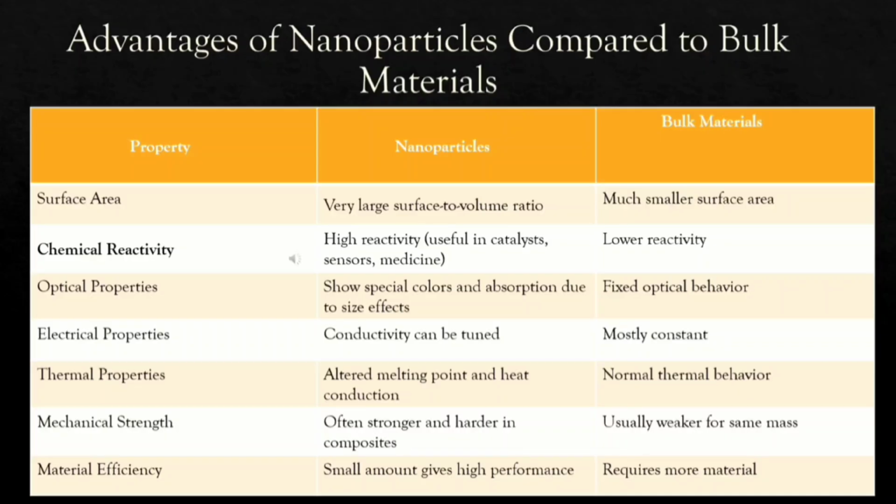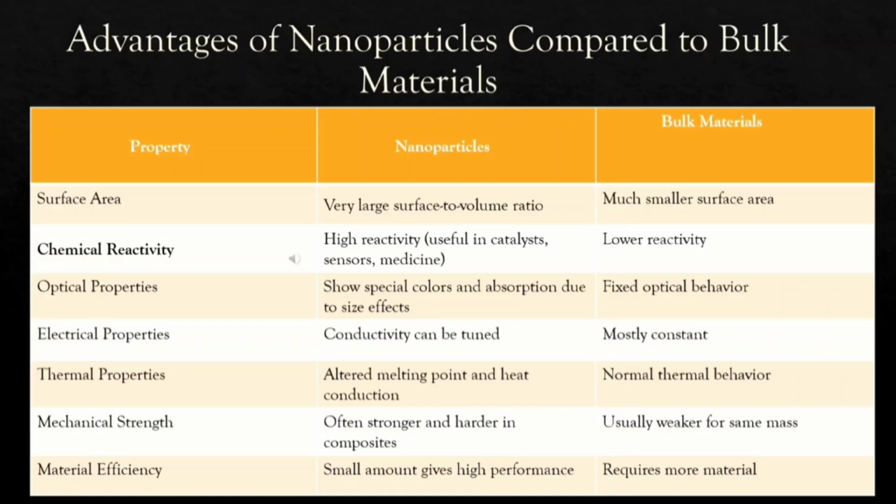When we look at optical properties, nanoparticles can display special colors and absorption effects because of their extremely small size. Bulk materials, on the other hand, usually show fixed optical behavior. In terms of electrical properties, the conductivity of nanoparticles can be tuned or modified, while in bulk materials it is mostly constant. For thermal properties, nanoparticles may have different melting points and heat conduction compared to bulk materials, whereas bulk materials generally follow normal thermal behavior.